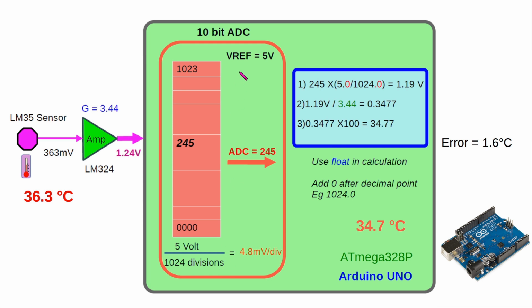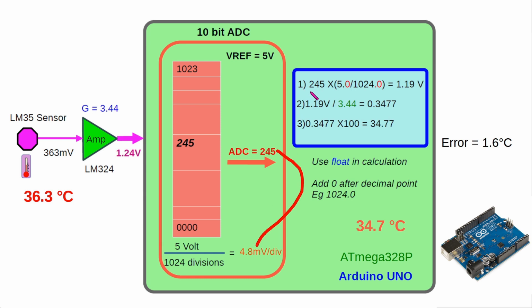Now being 10-bit, that means that it will divide the voltage into 1024 divisions. So each division will be 4.8 millivolt per division. For this particular voltage, 1.24 volt, the ADC is producing the number 245. And I'm using the VREF equal to 5 volt, the reference voltage for the ADC. Now the ADC number is equal to 245. So I mean, it is the 245th division. So if you multiply that with this particular value, we will get the voltage.